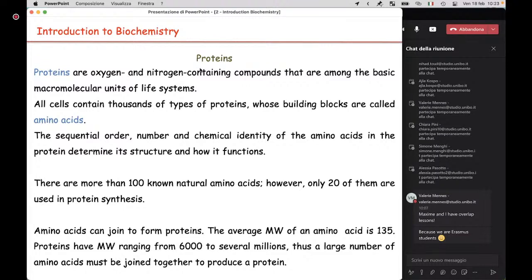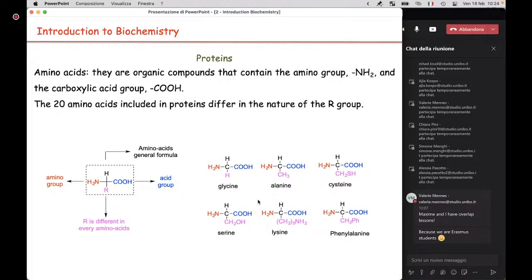Proteins are macromolecules, very large molecules, that are made up of single building blocks. They are polymers made up of monomers, and those monomers are called amino acids. And here you can see the basic structure of an amino acid, and you can see that it is called an amino acid because it contains an amino group and an acid group, so amino acid.